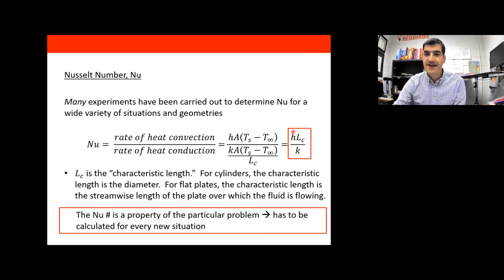Like I said before, characteristic length, L sub C, is the diameter if we're talking about cylinders, or it's the length of the solid surface in the direction that the fluid is flowing if we're talking about a solid surface. And once again, the Nusselt number is a property of that specific situation, so you've got to calculate it every single time you do a new problem. It's not a material property like the Prandtl number is. It's a property of the specific geometry and the situation.